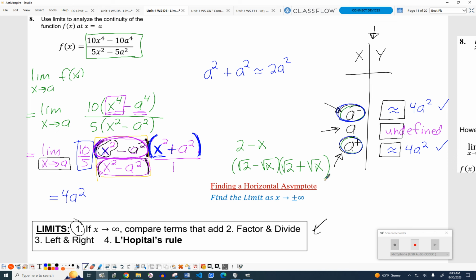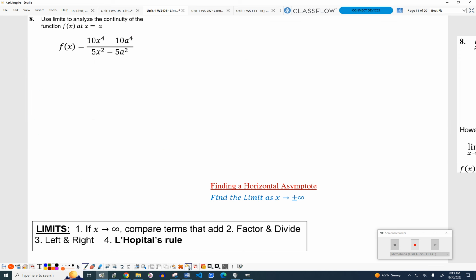Question on it? Should you write f of a equals undefined? You should, absolutely. So here's what my kind of written up answer would look like.